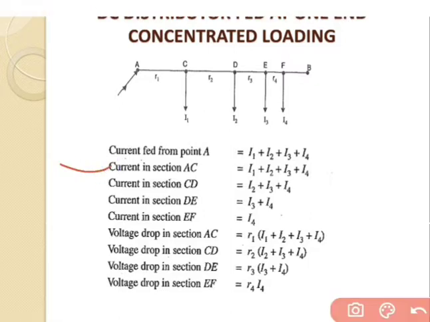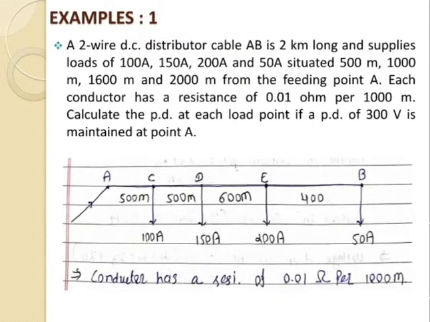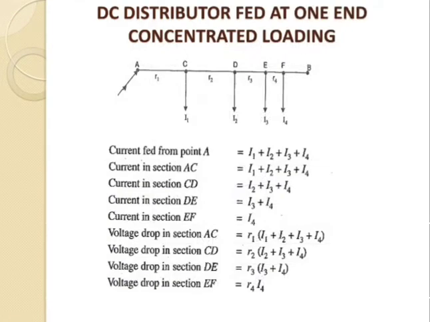Now go to the next section, the current in section CD. Here the current I1 is cut off, so only three currents remain: I2 plus I3 plus I4 is the current flowing through section CD.